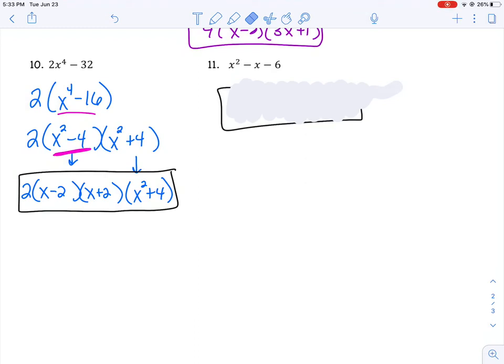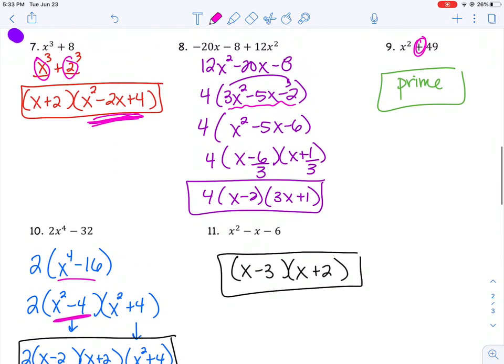All right, last one, number 11. It looks like it's in order. No GCF. It has 1, 2, 3 terms and no number in front, or really an invisible one. So this looks like a basic factor problem. So numbers that multiply to -6 that add to give me -1 should be a -3 and a positive 2. They multiply to -6, they add to give me -1, and that's my factored version. That was a basic factor one.